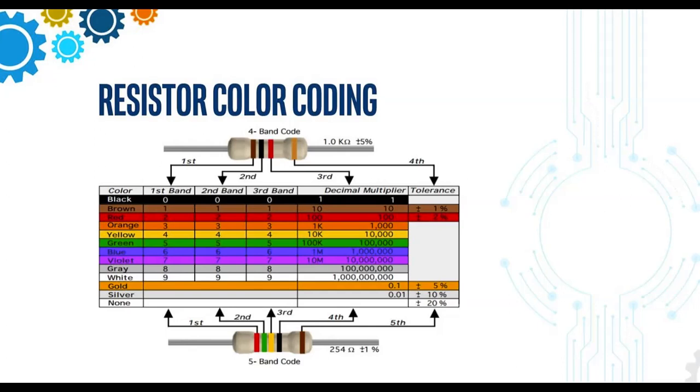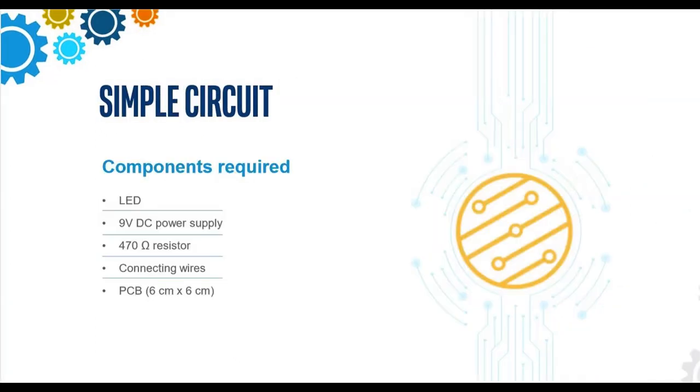So this is the way to calculate the resistor value. There are 4 band and 5 band colors. In the 4 band, the rightmost band is the tolerance. In the 5 band, the fifth color is the tolerance, and the remaining colors are the values to identify the value of that particular resistor. So this is the way to calculate the resistor.